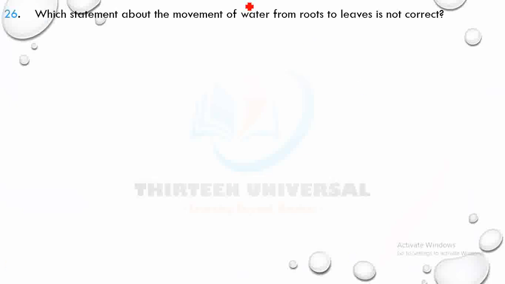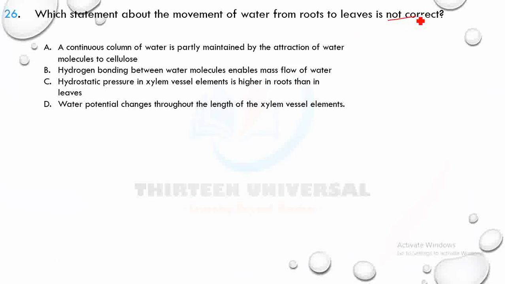Let's go. Which statement about movement of water from root to leaf is not correct? Not correct. Pause the video. That means 3 of them are correct. A: A continuous column of water is partly maintained by attraction of water molecules to cellulose. Yes, this is correct. That's adhesion. B: Hydrogen bonding between water molecules enables mass flow. Yes, that's cohesion.